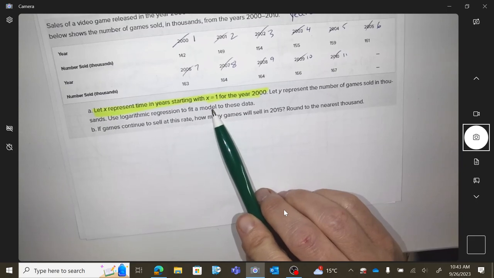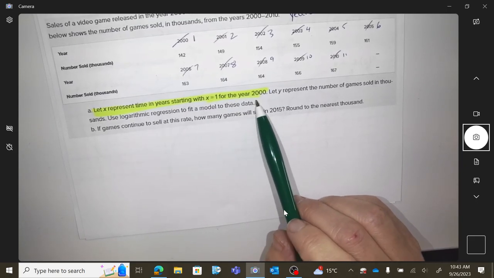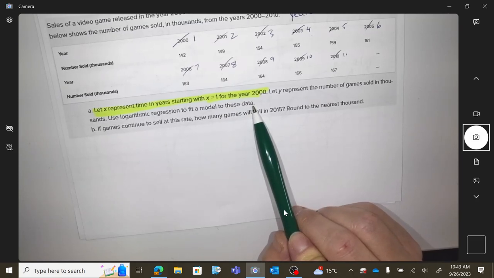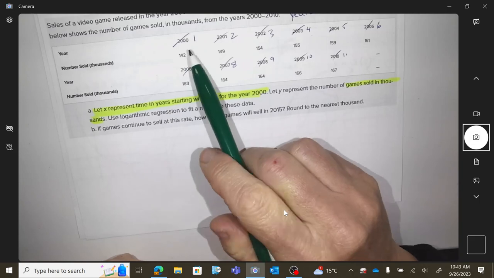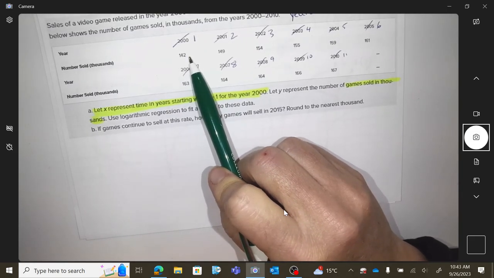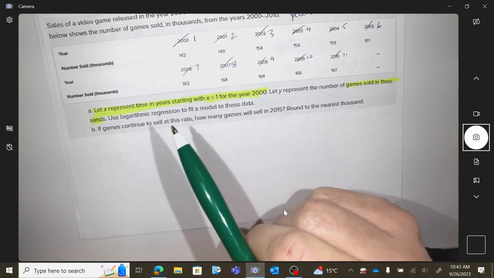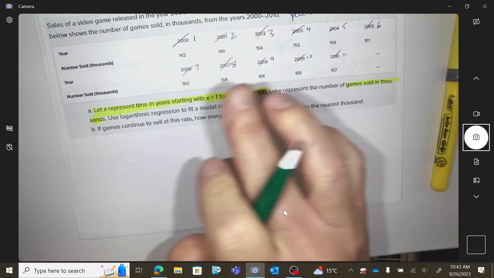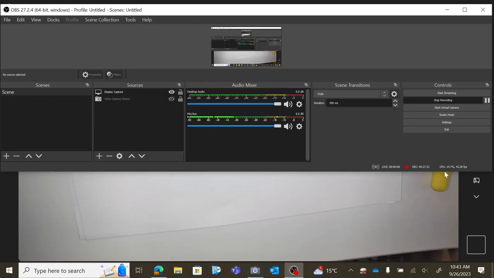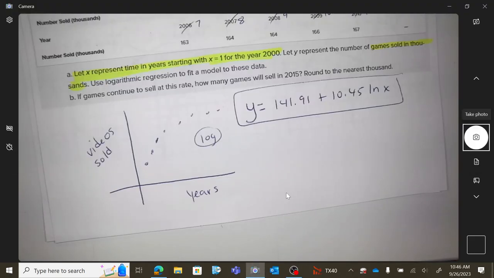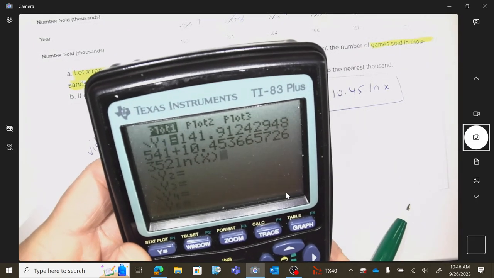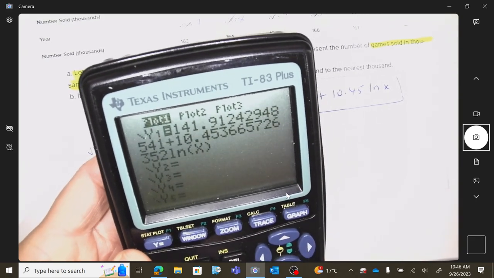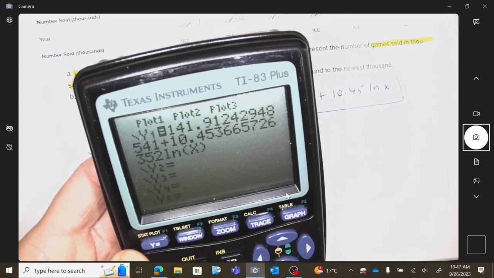So if it tells you something like that, make sure you read that before you enter it into L1, L2. And then the number of games sold, it's in thousands. So when I say 142, I don't sell 142 games, I'm selling 142,000 games. So this is really bigger. Okay, go ahead and give me your L1, L2 stuff. Now copy and paste the log equation into your Y equals. And remember, deactivating the plot would be a good idea.